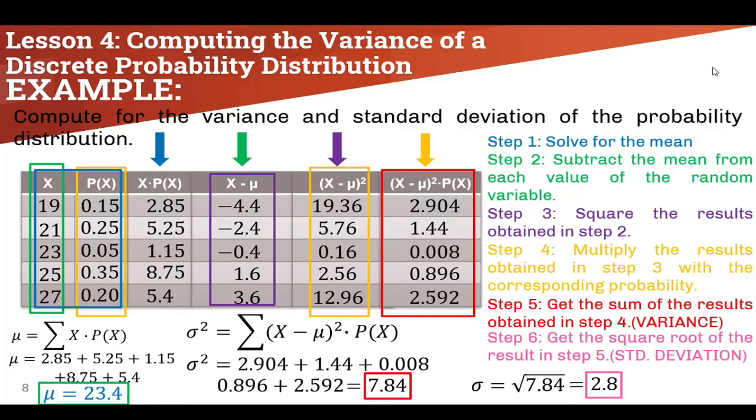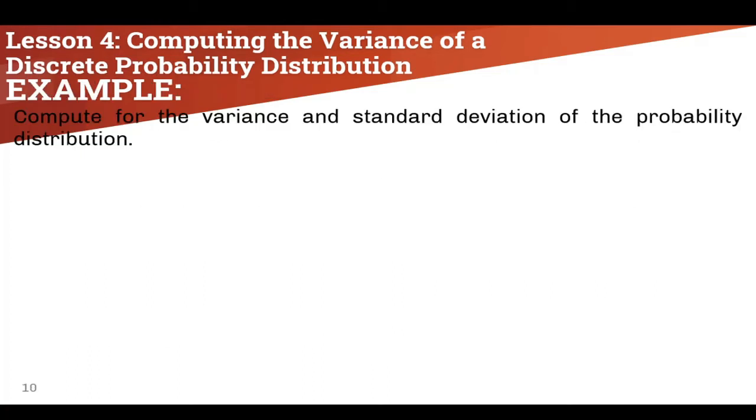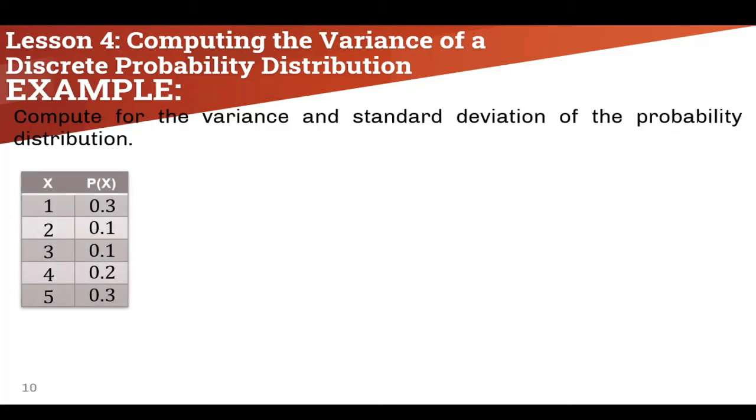Actually, meron naman. So, this is one method. I'm not saying na mas madali ito, but this is, I would say, an alternative method. So, here's an alternative formula for the variance and standard deviation of a discrete probability distribution. Iba yung steps niya, pero same yung results. Paano yun, sir? Alam natin, hindi tayo masyado nagkakabisado ng formula. More on methods tayo, okay? So, let's start. Let's compute the same probability distribution using this alternative method.